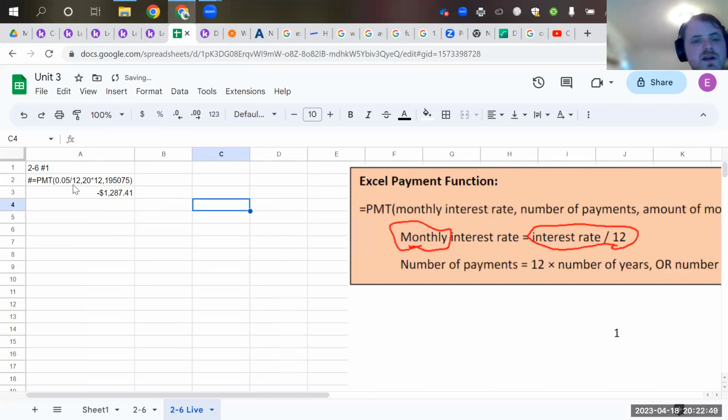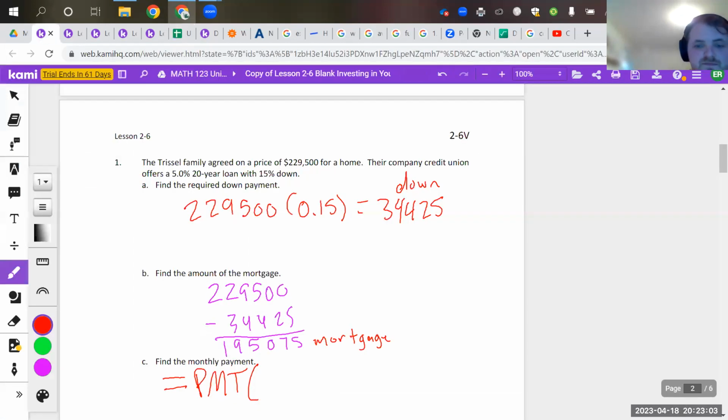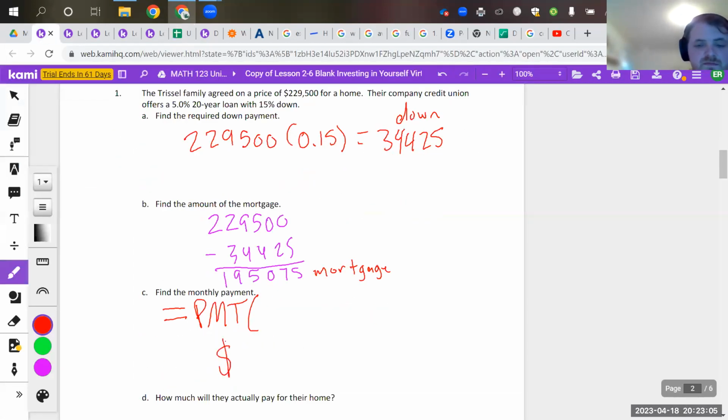And so again, you got to divide by 12 right there. And you have to multiply by 12 for the years, converting it to months. Okay, so your monthly payment, again, it's doing a lot of things in the background for us, is $1,287. And I think it was 41 cents.